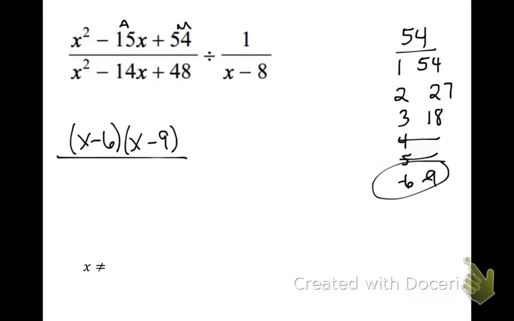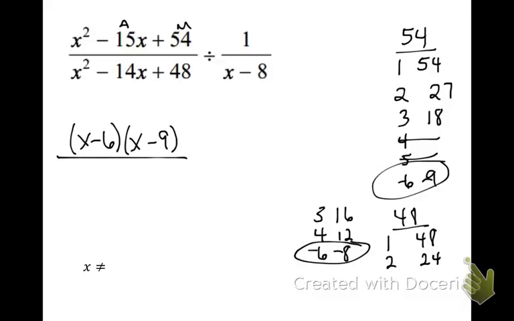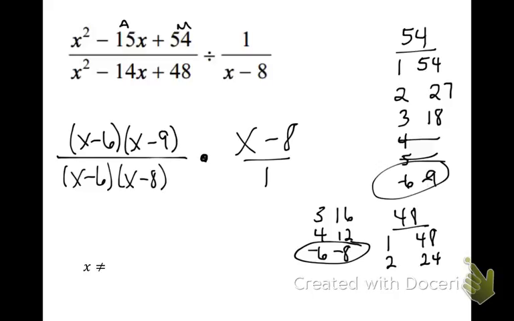Factors of 48 here. 48 are 1 and 48, 2 and 24. Well, I'm running out of room here. 3 and 16, 4 and 12, and then 6 and 8. The pair of these that is going to add to negative 14 would be negative 6 and negative 8. And since it's division, I need to change to multiply and flip my second fraction.